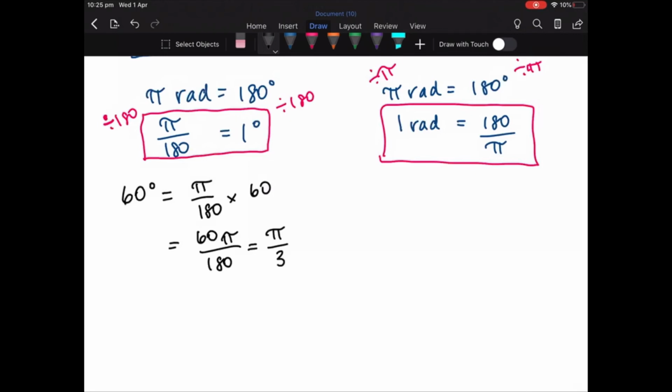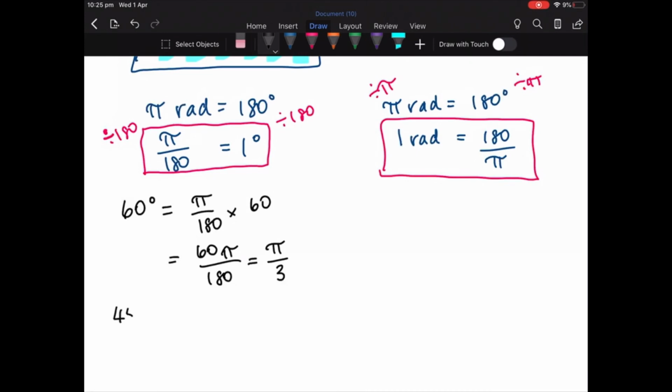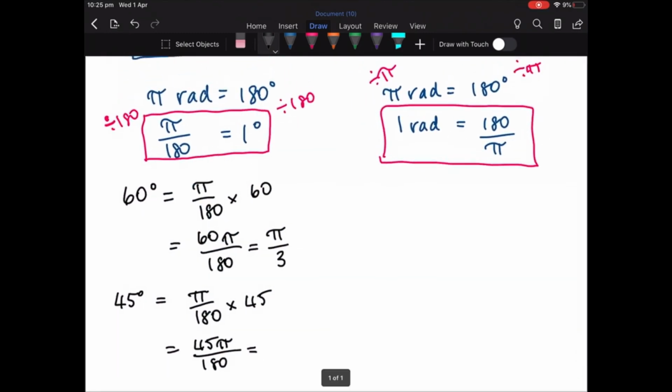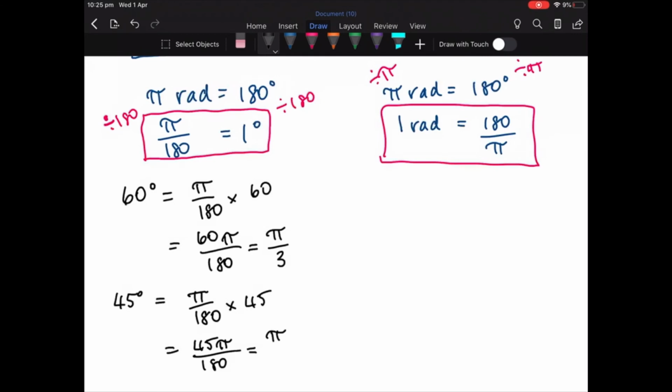Let's do another one. Let's do 45 degrees. Again, we know that 1 degree would be pi over 180. Times that by 45, and we get 45 pi over 180. 45 goes into 180 4 times. So divide both by 45, and you're left with pi over 4.